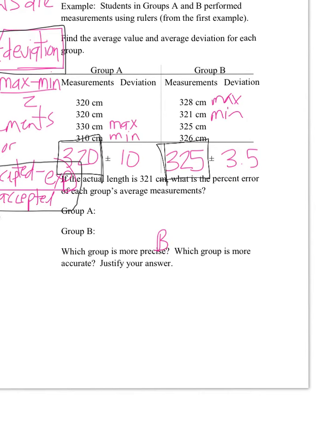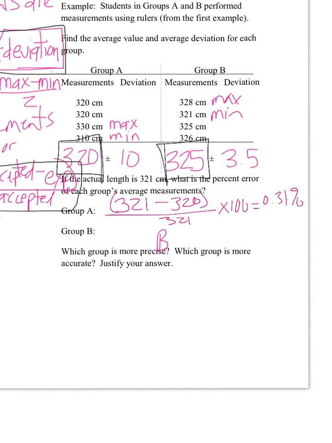For group A, the accepted value is 321, so we're going to take 321 minus 320. That's 1, and then divided by 321. And then in order to get the percent, I forgot this part, you have to multiply by 100. So I end up with 0.31%.